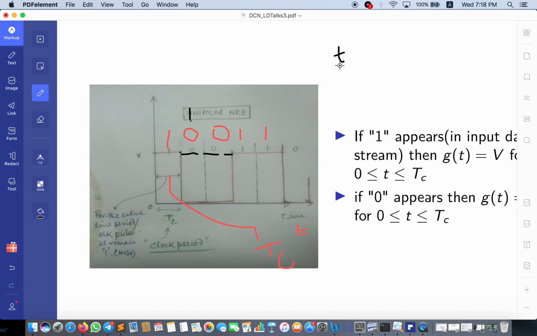If we represent it mathematically, we can talk about some function g of t, which is represented by V for the entire time duration 0 less than or equal to t less than or equal to Tc, and g(t) will be 0 if the 0 occurs. Hope that is clear.